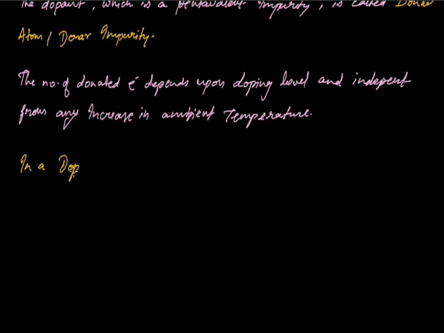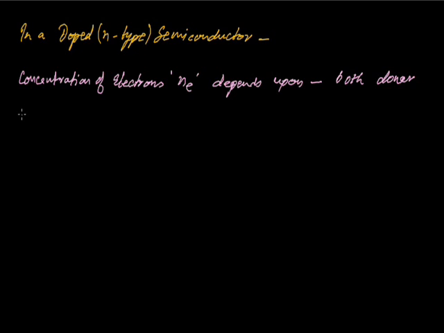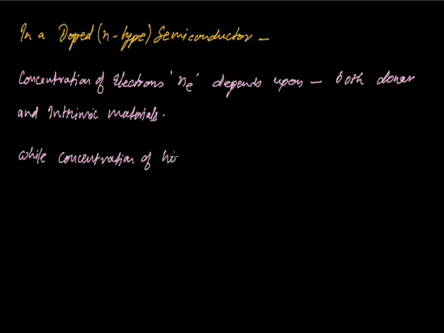So in a doped N-type semiconductor, the concentration of electrons, Ne, depends upon both donor and intrinsic materials, while the concentration of holes, Nh, is the contribution only by intrinsic material.